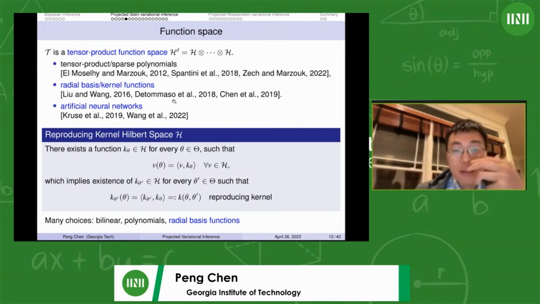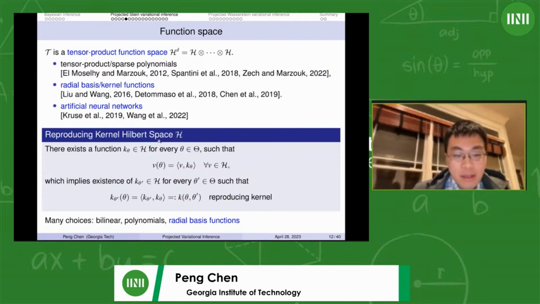In particular, today we're going to focus on the radial basis function for the Stein variational gradient method, the Stein variational Newton method, and also the Wasserstein gradient method. I'll briefly mention our neural network approximation of the Wasserstein gradient a bit later, towards the end of the talk. Here, specifically, we pick the reproducing kernel Hilbert space H.